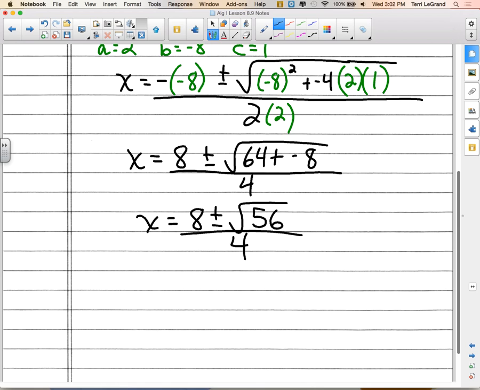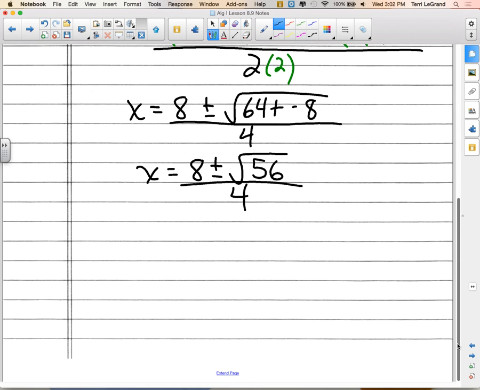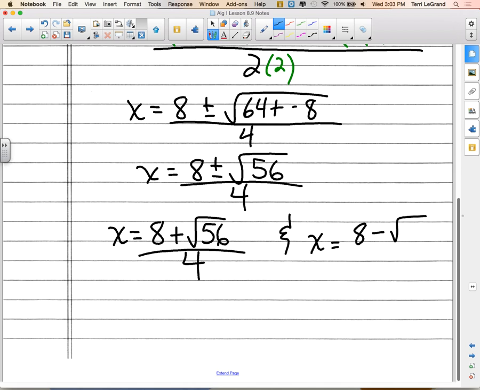Is 56 a perfect square? No. So that means this is the one where we're going to have to round. We're going to have to approximate it. Now, we're not going to approximate the square root of 56 right here in the middle of the problem. We're going to break this into our 2 problems, and we're going to learn how to put it into our calculator to get the best possible answer we can get. So we're going to have x equals 8 plus radical 56, all over 4, and x equals 8 subtract radical 56, all over 4.